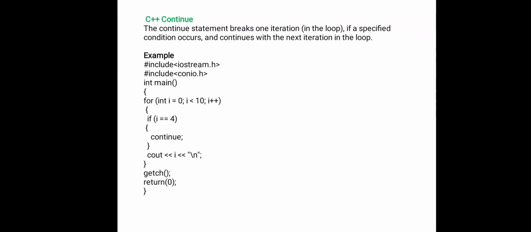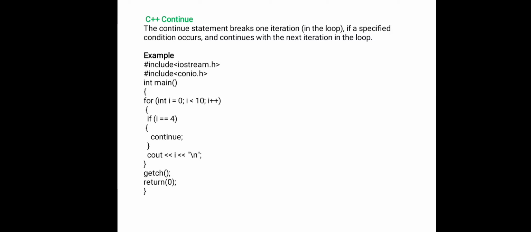So the next one is the continue statement. The continue statement breaks one iteration if a specified condition occurs and continues with the next iteration. So the continue statement just breaks the current iteration, the one iteration in which the condition is true, and it will continue from the next iteration. The break statement will completely come out of the loop. The continue statement skips one iteration and continues from the next iteration.